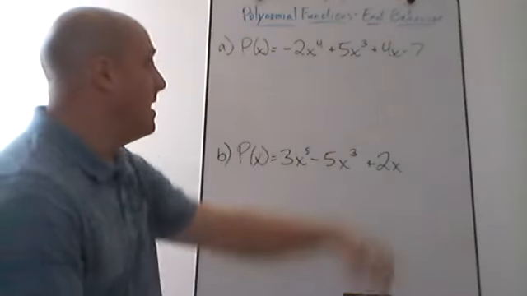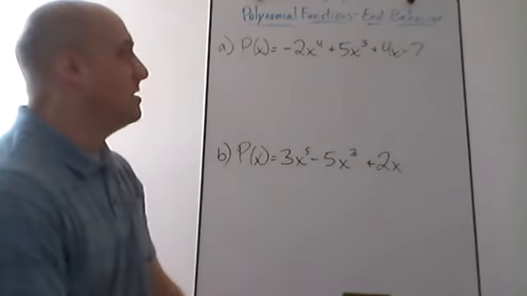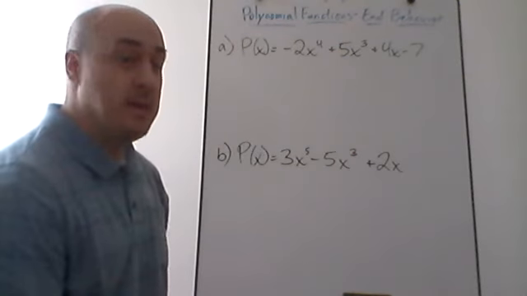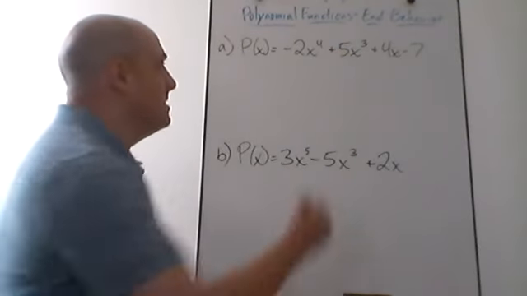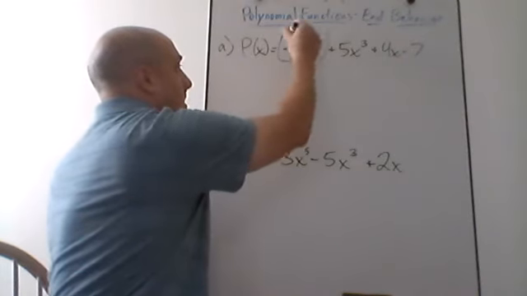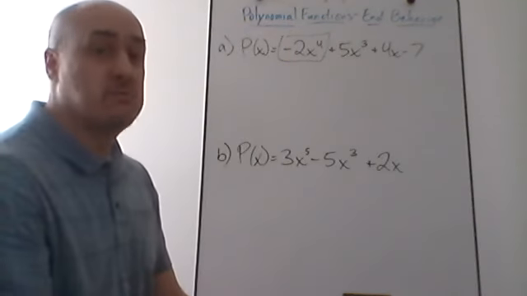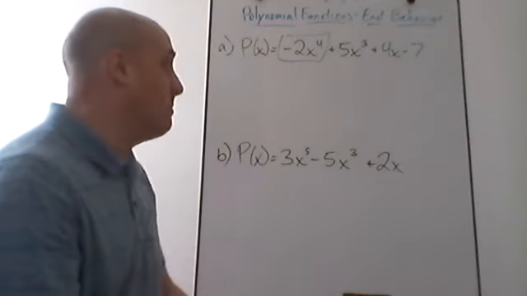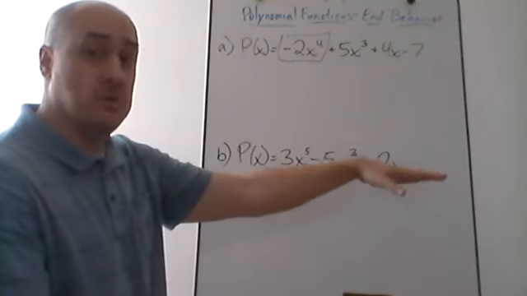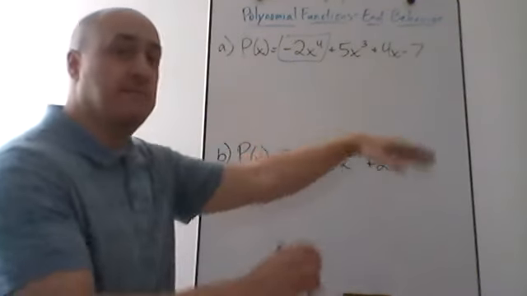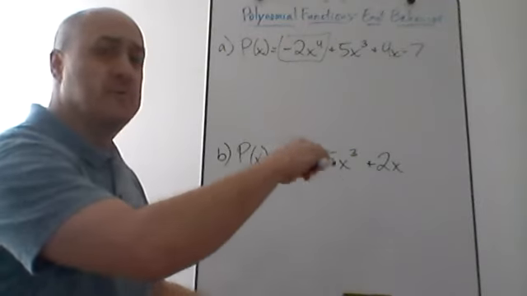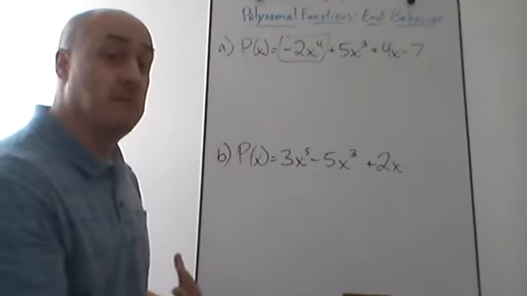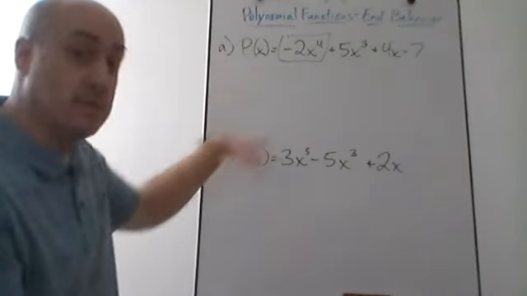So the first one, p of x equals negative 2x to the fourth plus 5x to the third plus 4x minus 7. When I'm looking to describe the end behavior, the only thing I care about is the leading term, which, remember, the leading term is the term that contains the x raised to the highest power, which in this case is the first one, that negative 2x to the fourth power. All that other stuff doesn't matter in terms of the end behavior. All that other stuff determines like how the graph curves and like where it hits high points and low points, but it doesn't do anything to affect the end behavior of the graph. Just that leading term tells us the end behavior.